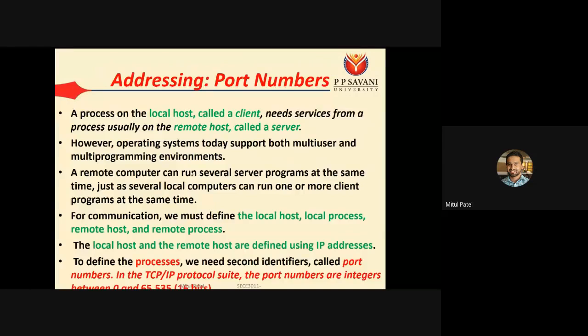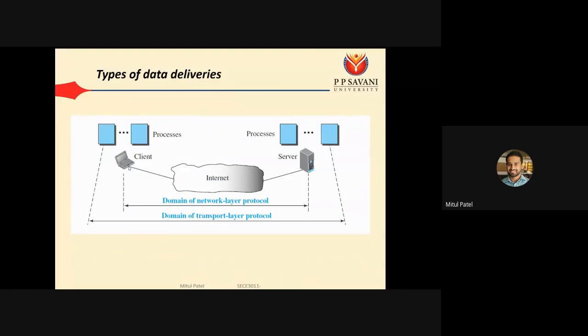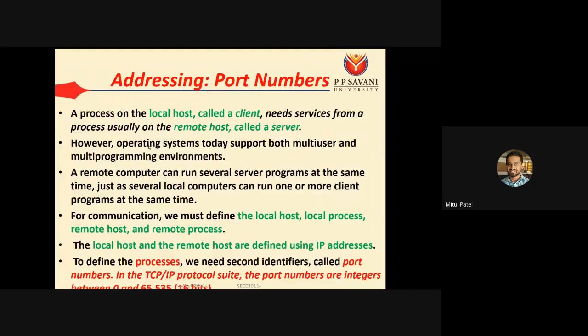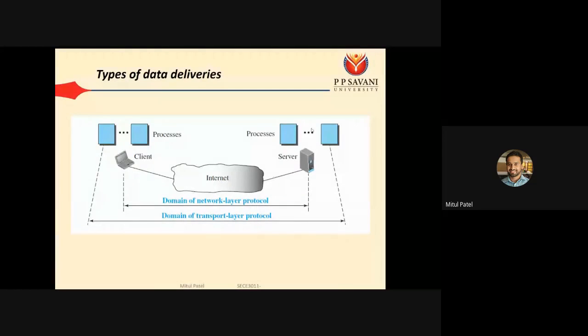The second thing about the transport layer is addressing. The type of address that we are going to use on the transport layer is known as the port address, or we can say the port number. So when we are talking about delivery at the transport layer, we need to define four things: the local host, local process, remote host, and remote process. Here this client is the local host and the process on this client is the local process. In the same way, this one is the remote host and the process on this remote host is known as the remote process.